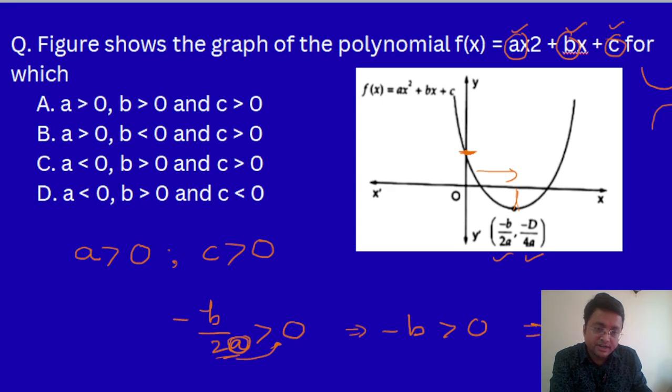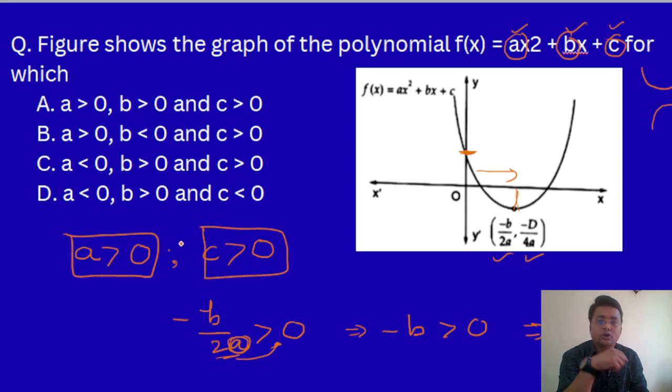But you have to find the sign of b, and here it is minus b. So what you will do, you will multiply both sides by minus. When you multiply, what will happen? The sign of inequality will get changed. This is the rule of inequality: when you multiply or divide both sides by a negative number, the sign of inequality will get changed. So here b will be negative. A will be positive and C will also be positive.